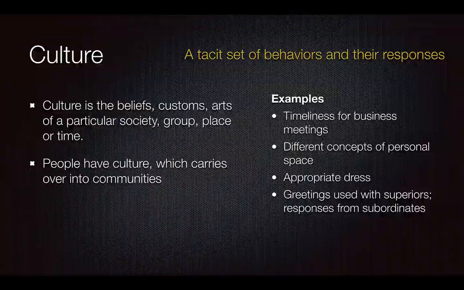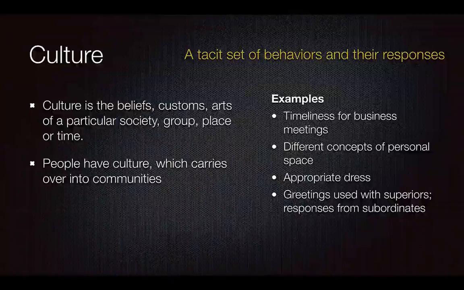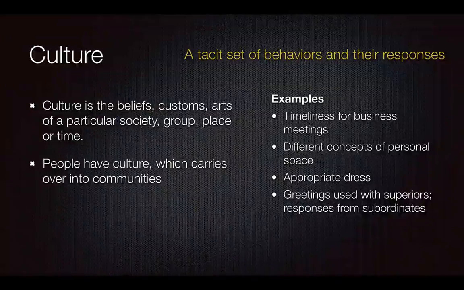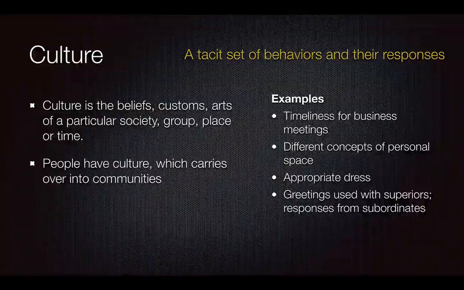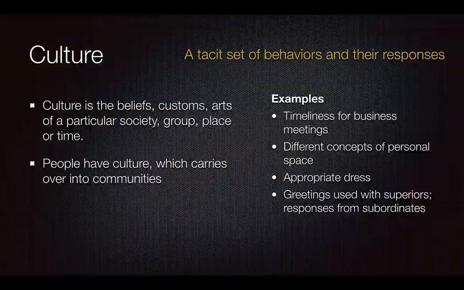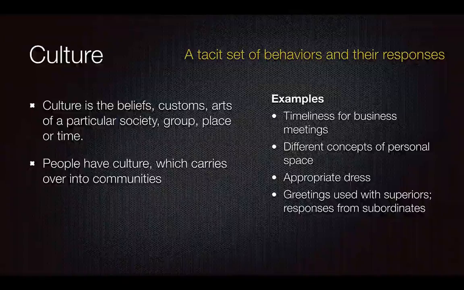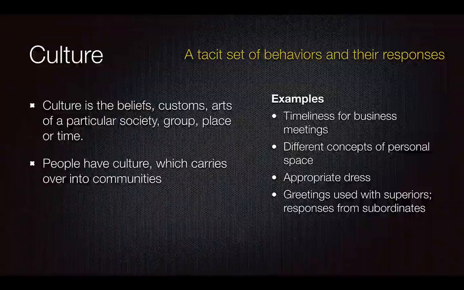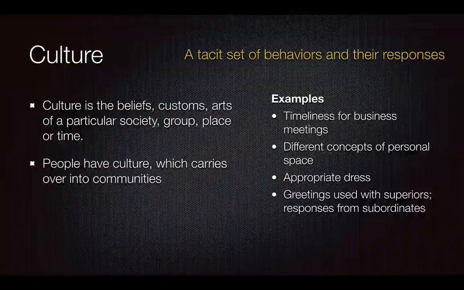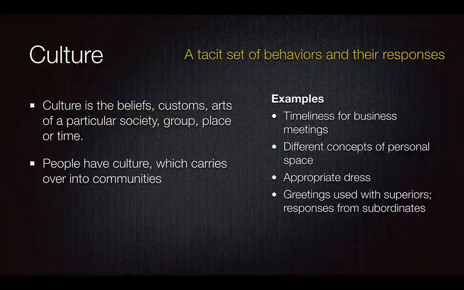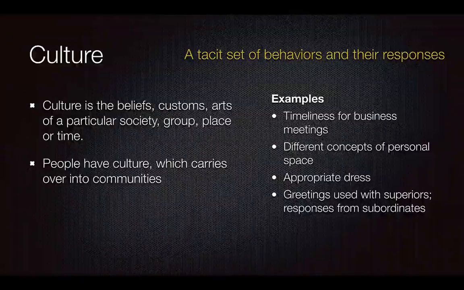Different concepts of personal space. The space in which people feel surrounds themselves may be violated depending on the different types of concepts of how close people can stand to each other. Appropriate dress. Even in the United States, the West Coast has a much more relaxed way of dressing than, say, does the East Coast. And certain industries have certain levels of dress code that are ingrained in that business culture. Even the way we greet each other may be related to cultural expectations.